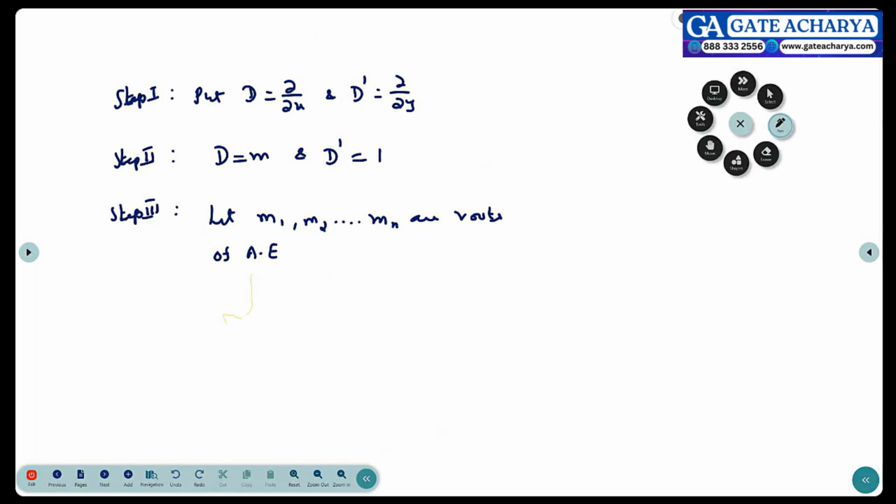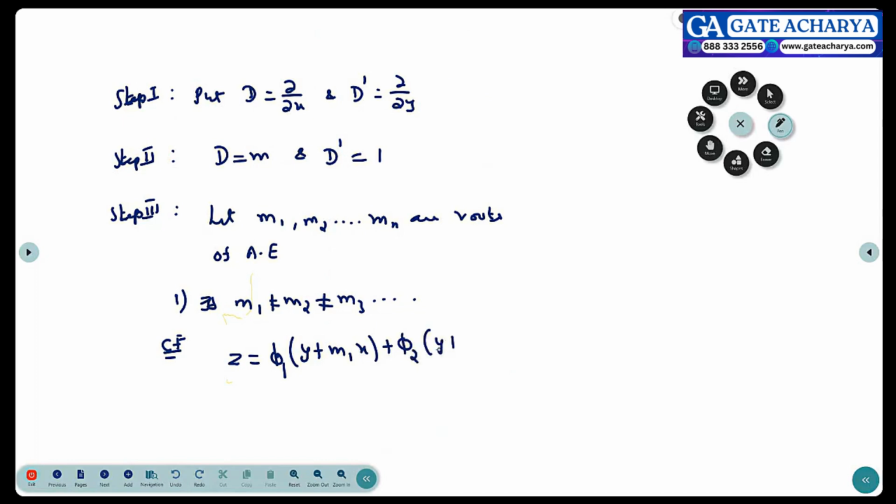In the ordinary case, three roots come: m1, m2, m3, or m1, m2. If m1, m2 are distinct, we write c1 e power m1x plus c2 e power m2x. But here there are n roots. So suppose first case, case 1: if m1 is not equal to m2 is not equal to m3 and so on, we take three. Then the complementary function is z is equal to function of y plus m1x plus second function of y plus m2x plus third function of y plus m3x plus so on.